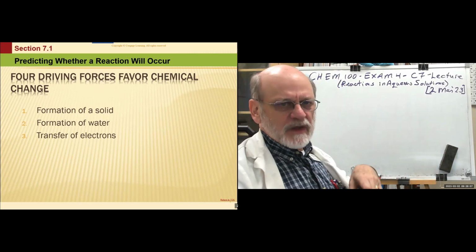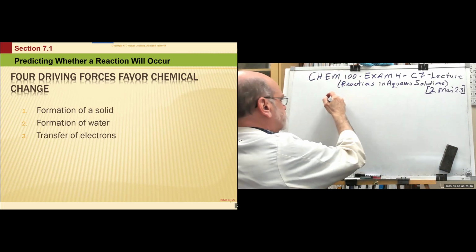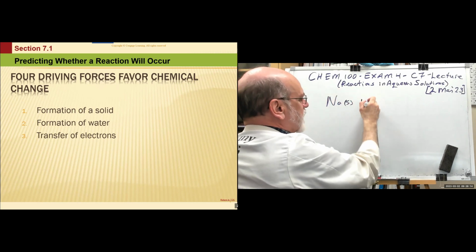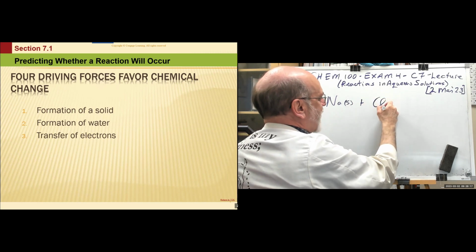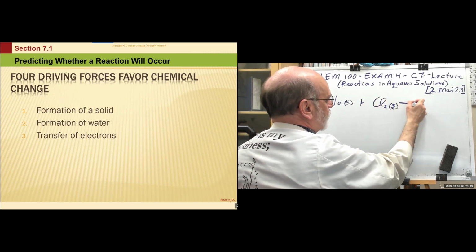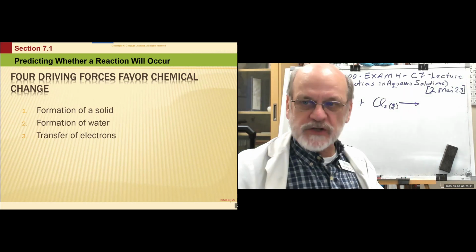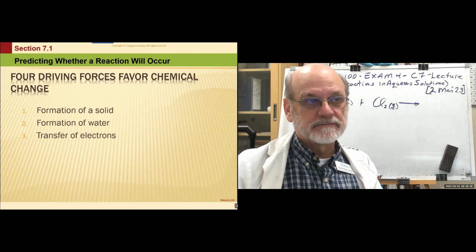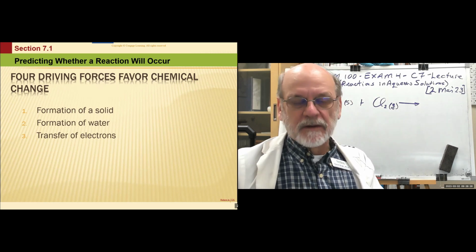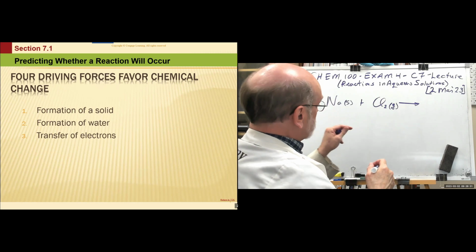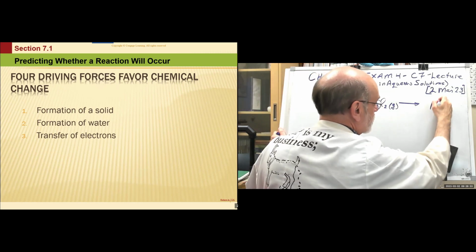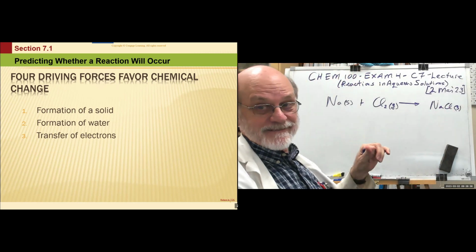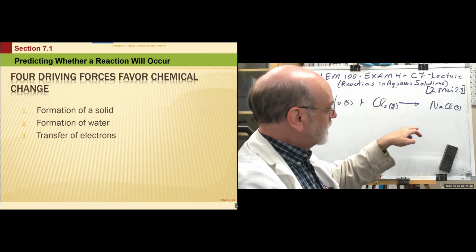So if we have a pure metal like sodium, and we put it together with chlorine gas. Now, if we just put them together like that, nothing much is going to happen. Well, not right away. But eventually what they want to do is get together and make sodium chloride solid. Okay, this is neutral, that's neutral.